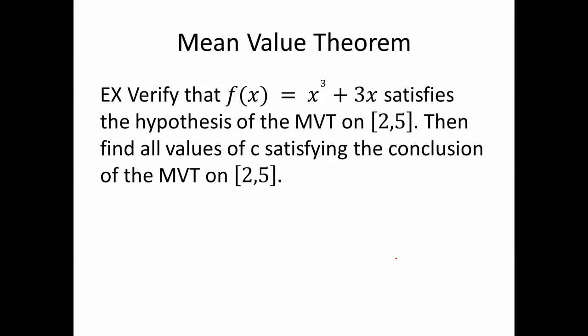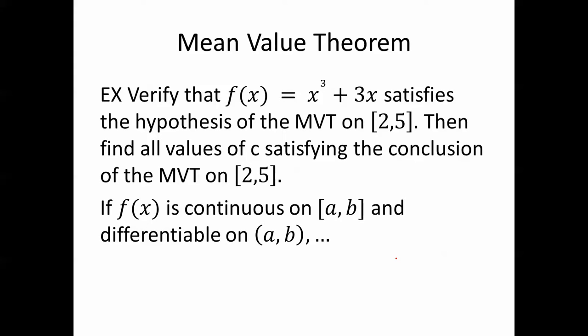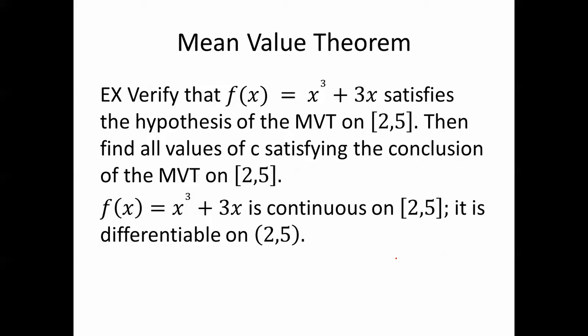So let's verify that f of x equals x cubed plus 3x satisfies the hypothesis of the mean value theorem on 2 to 5. Then let's find all values of c satisfying the conclusion of the mean value theorem on the interval from 2 to 5. First, here are the conditions for the mean value theorem. f of x has to be continuous on the interval from a to b and differentiable on the interval a to b. So in this case, f of x equals x cubed plus 3x is continuous on the closed interval from 2 to 5 because it's a polynomial. Polynomials are continuous everywhere. They don't have jumps or breaks. And ditto, it's differentiable on 2 to 5 because polynomials are differentiable everywhere. You can take the derivative and it exists everywhere. Okay, so it satisfies the hypothesis of the mean value theorem.